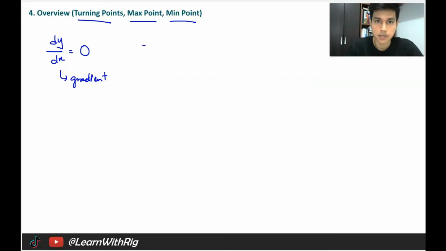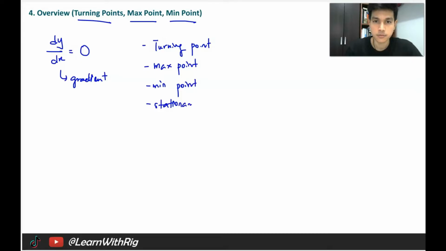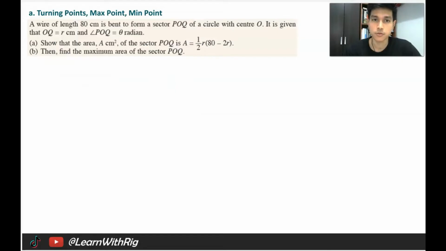So these are some keywords lah. Turning point, maximum point, minimum point, or stationary point. All this is gradient equals to 0. You use this dy dx equals to 0. Okay, so that's what we are going to solve for these questions.